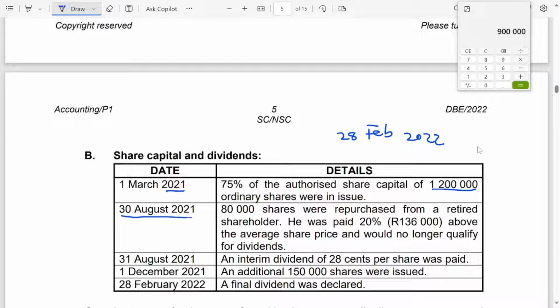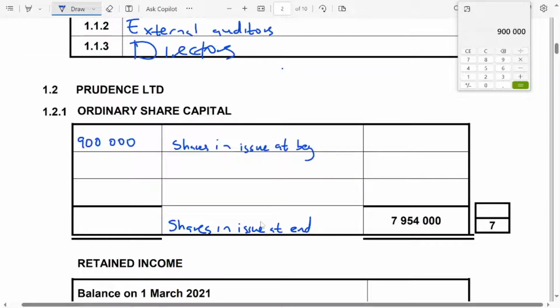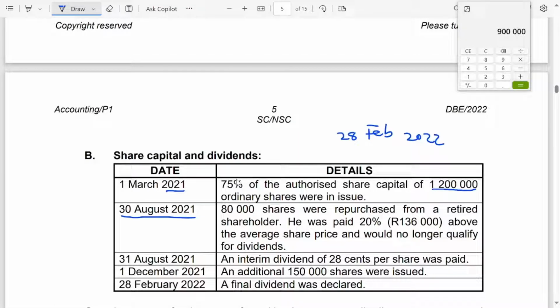And then 30 August 2021, 80,000 shares were repurchased from a retired shareholder. So now we have a retired shareholder. So we have a buyback of shares of 80,000. So we must put it in bracket to show that we are subtracting it. So in the buy back. Now what did they say? They said he was paid 20% above the average share price and will no longer qualify for the dividend. So they're saying that this shareholder who has retired was paid 20% above the average share price. So let's take the average share price as 100%. And then they are saying that he was paid 20% above the average share price.